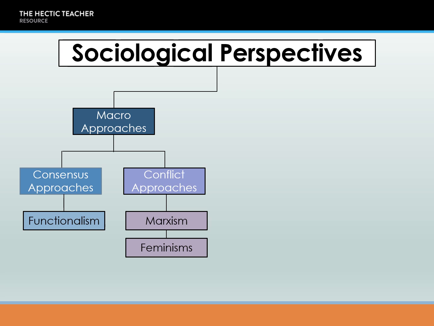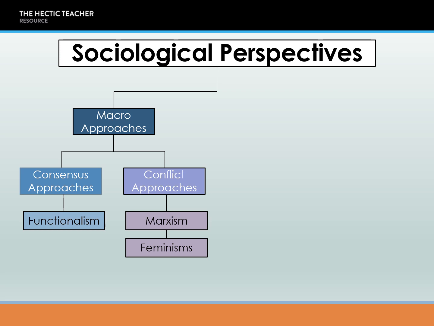Now, the macro approaches again can be broken down into two parts. You've got the consensus approach, which is functionalism, that we're going to be looking at a little bit later in this lecture. And consensus means that it's looking at how society works together, how it creates and maintains itself. Whereas the conflict approach is the second set of macro approaches, which are Marxism and feminism, look at how society is in conflict within each other. What are the arguments and the disagreements within society, and how certain groups, also the social structures, are at a disadvantage compared to other groups.